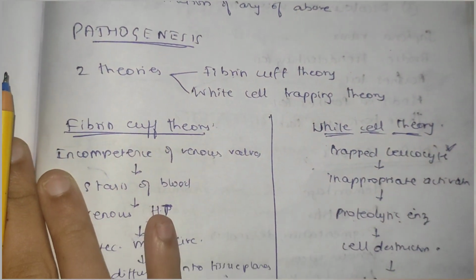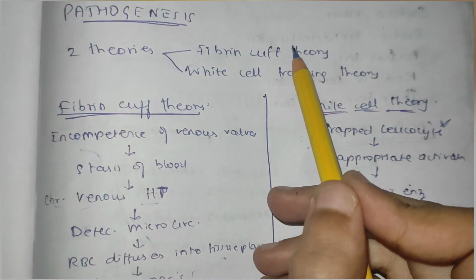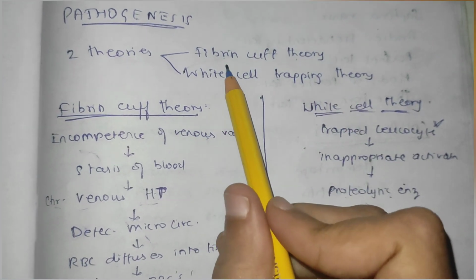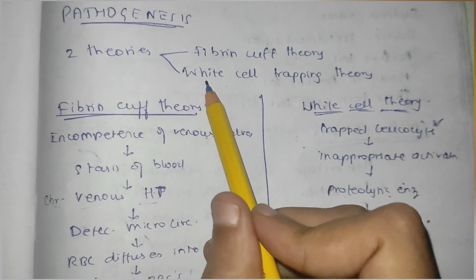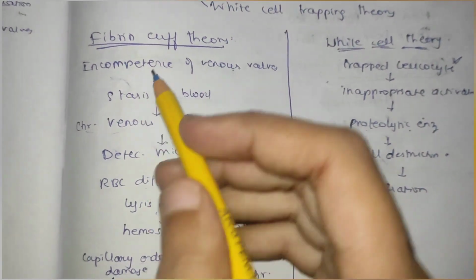Next, coming to pathogenesis. There are two theories. The first one is the fibrin cuff theory, and the next one is the white cell trapping theory. So first one is the fibrin cuff theory.